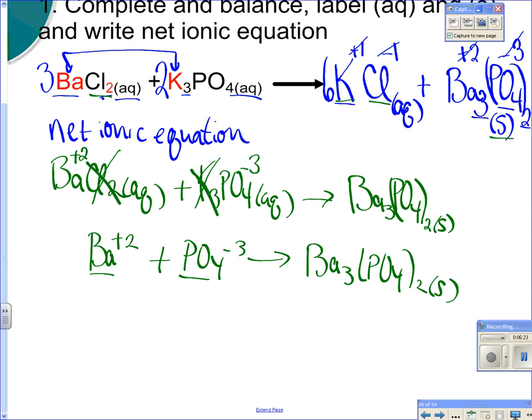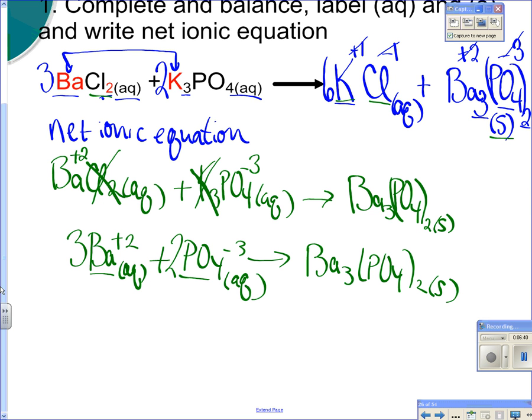And so I have to balance it though. I have 3 bariums and I have 2 phosphates. And so that's how we write a net ionic equation. And both of these are still in the AQ format. So that's a double replacement with a net ionic equation.